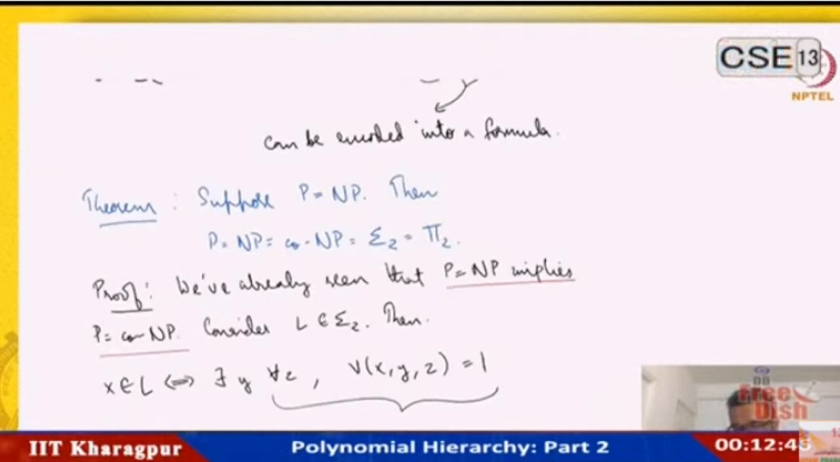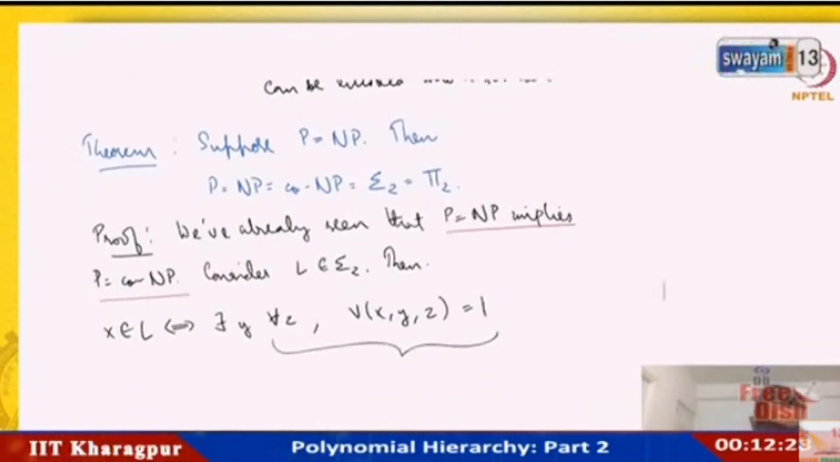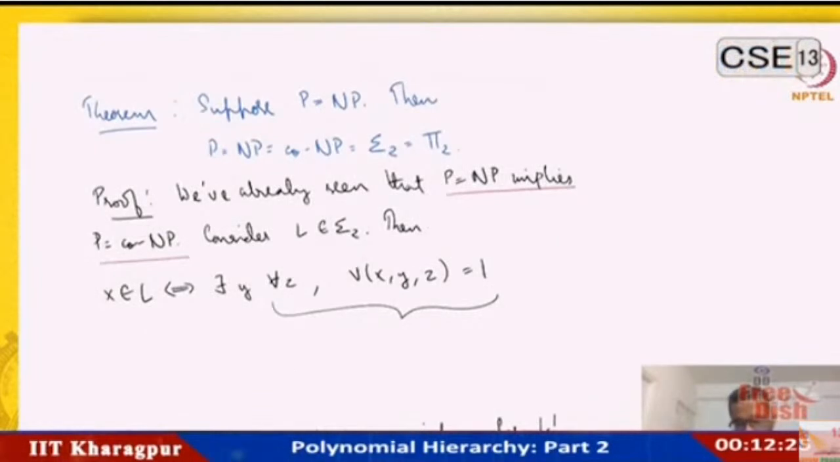Now we have to show that when this is the case, P is equal to sigma 2 also. Again, P is a subset of sigma 2. We have to show that sigma 2 is equal to P. So what can we do? We can take a language in sigma 2 and show that it is in P. So consider a language L in sigma 2. Now what does it mean? It means there is an exists-for-all characterization: first there exists and then for all. Such that x is in L if and only if there exists y such that for all z, this is true.